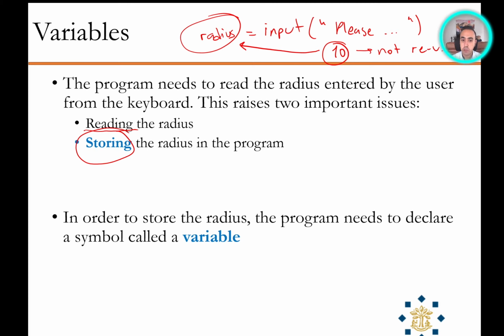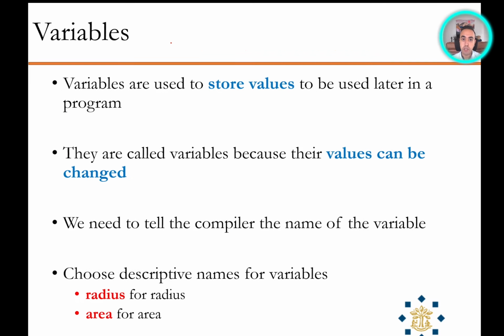So that's why, in order to store the radius, the program needs to declare a symbol called a variable. So that's the variable that we're talking about, the radius, okay? So we know this, but we didn't properly explain them. That's why we're talking about it. It's not something new. It is just a refurbishment of what we already know. So the variables are used to store values to be used later in the program. So that's why they are reusable. So you can use the variables multiple times, okay?